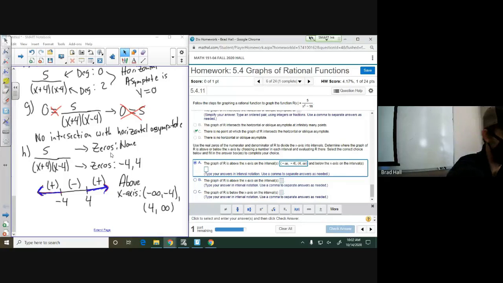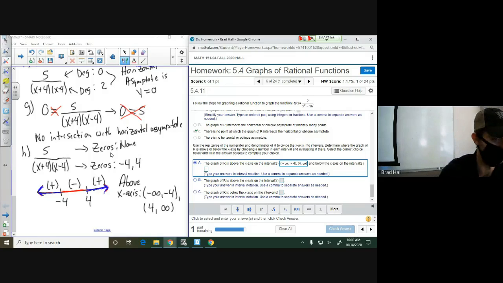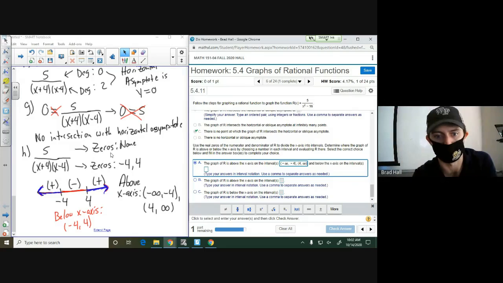And so below the x-axis, that's where the negative sign comes in. That's what the negative represents, below the x-axis. And so that, in interval notation, is -4 to +4. It's trapped in between those fours.